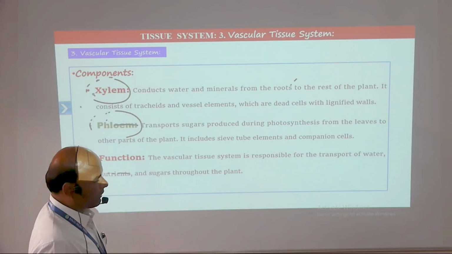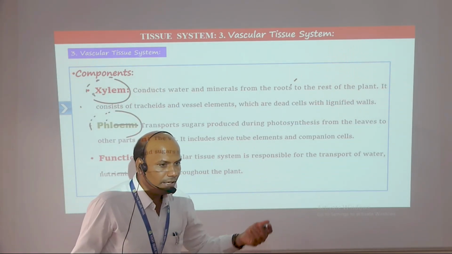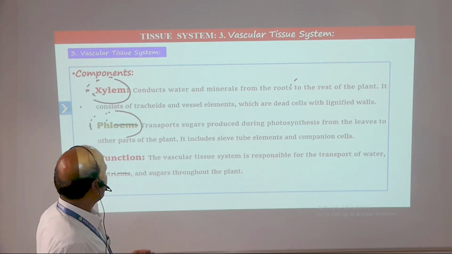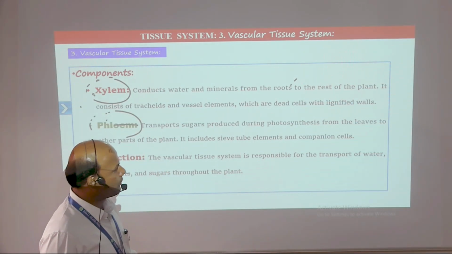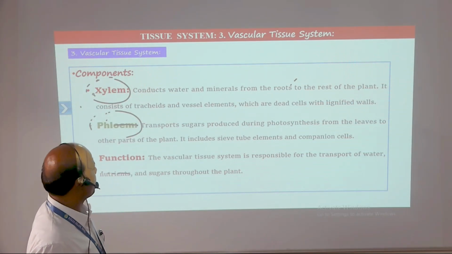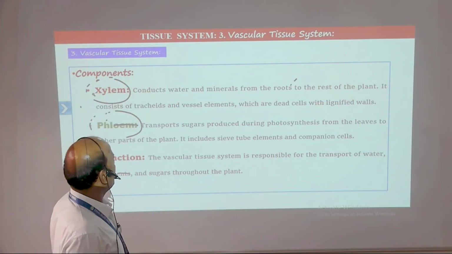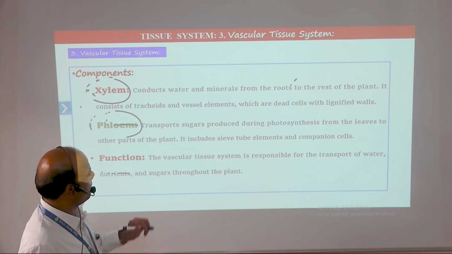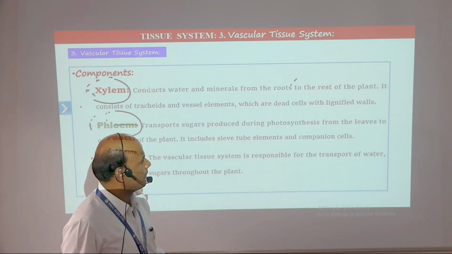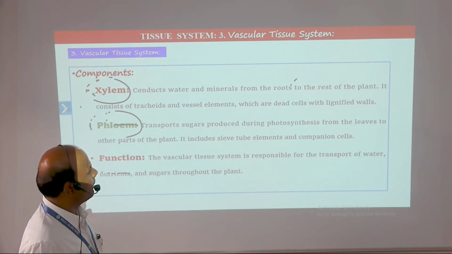First we will see the xylem. What is xylem? Xylem is a dead tissue that conducts water and minerals from the roots to the rest of the plant. It consists of tracheids and vessel elements, which are dead cells with lignified walls.